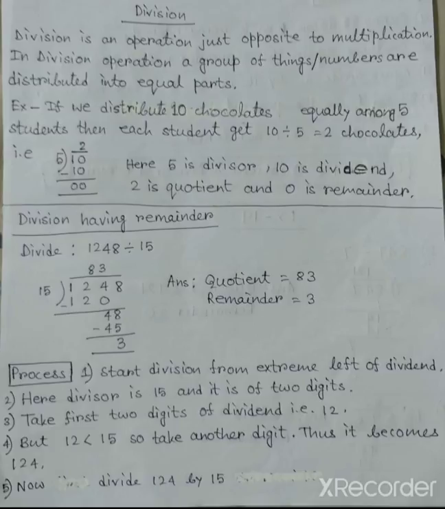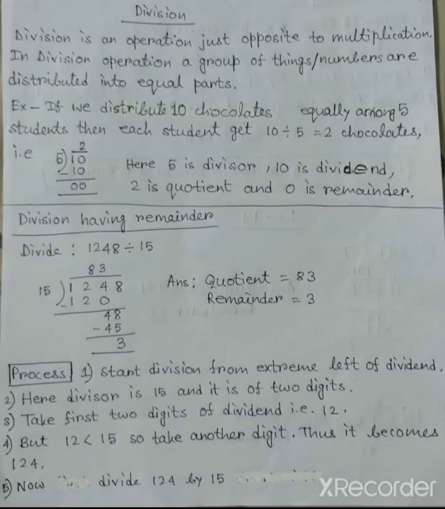So let's start today's video session, chapter 6, division. At first you have to know what is division. Division is an operation just opposite to multiplication. In division operation, a group of things or numbers are distributed into equal parts. So what is the importance of division operation? To distribute a group of things or numbers into equal parts.